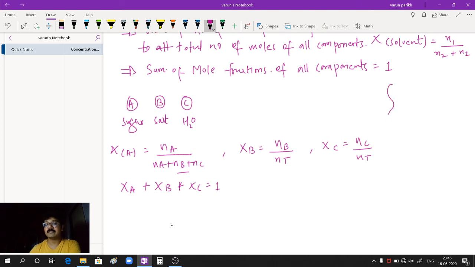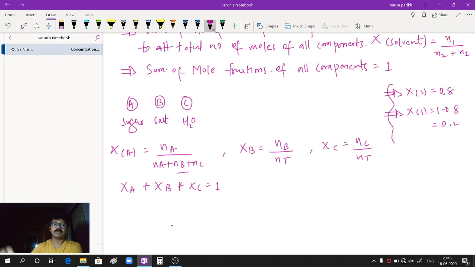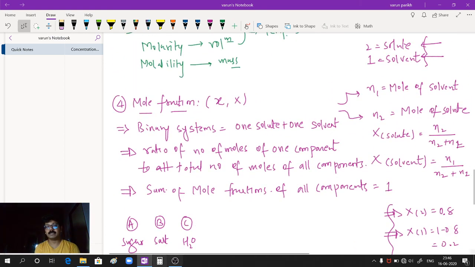So for a binary system, sometimes they give the mole fraction of one component as 0.8, and ask what must be the mole fraction of the other component. Everybody just goes for the numerical to solve it. There is no need to solve. It will be 1 minus 0.8, simply 0.2. There is no need to find the number of moles; just 1 minus the mole fraction of the other one, and you get the answer.